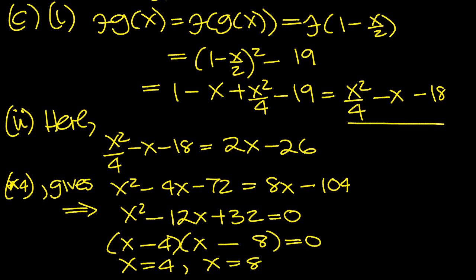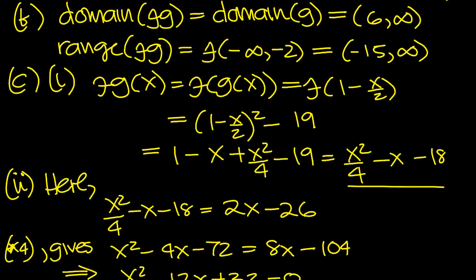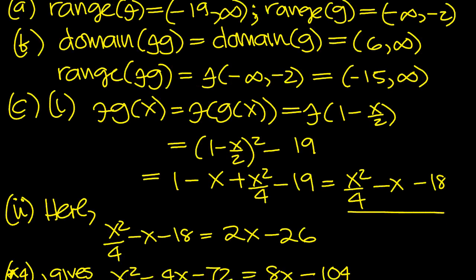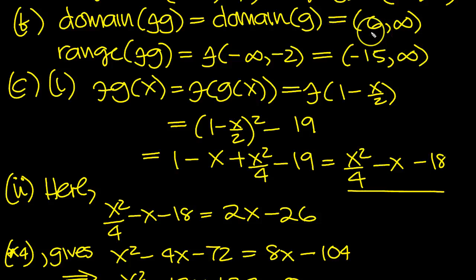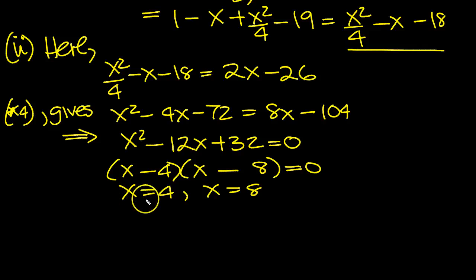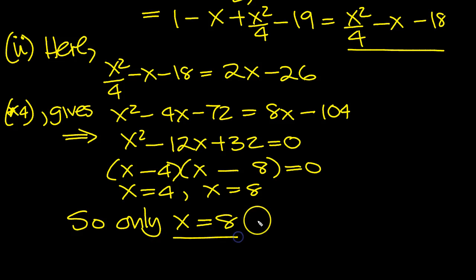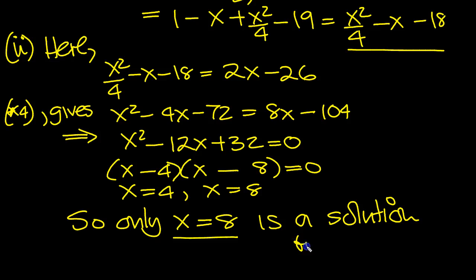But we said about the domain, didn't we? These are the domain values that we're finding here, and the domain of f composite g is limited to (6, infinity). So this possible value is outside the solution, so only x equals 8 is a solution by the above, because the domain of f composite g is from 6 to infinity. 4 is outside that domain.